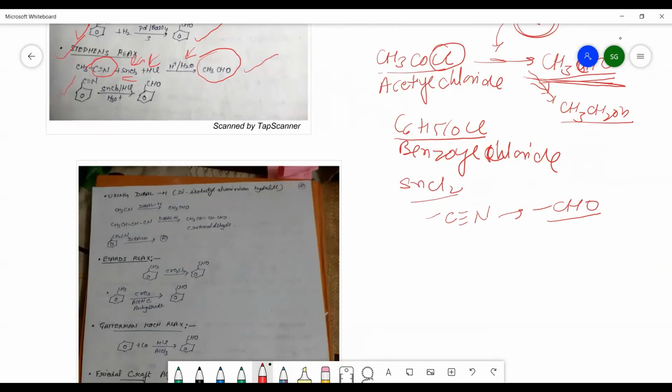And when we take cyanobenzene, this is cyanobenzene or benzonitrile. What is this also called? Benzonitrile. So you have to write down the names of all these compounds: acetyl chloride, benzoyl chloride, benzonitrile, and there is a formation of benzaldehyde. Now, in the Stephen's reaction, you will see that CN is converted into CHO. In case of Rosenmund reduction, you will see the COCl group is converted into CHO.